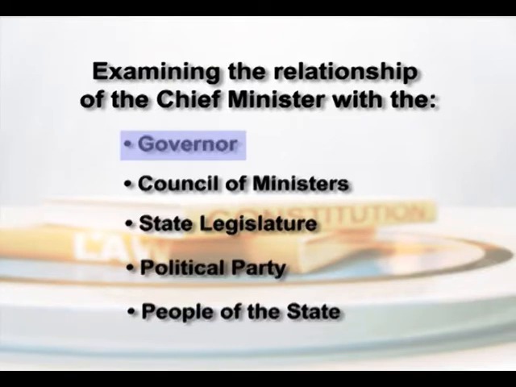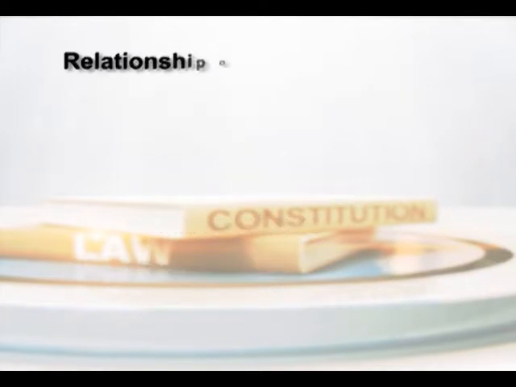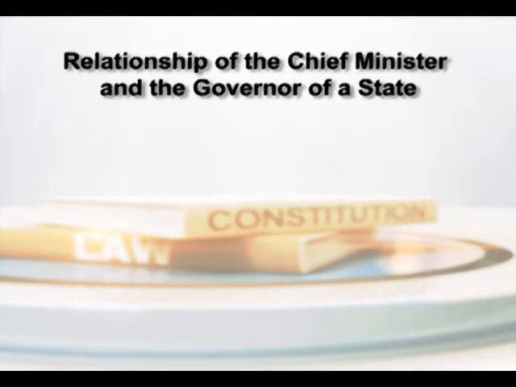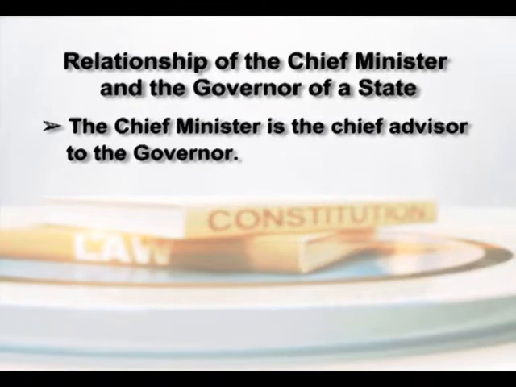Let us first take up the first relationship, that is, the relationship between the Chief Minister and the Governor of a state. The Chief Minister is the chief advisor of the Governor. Article 163, Section 1 of the Indian Constitution says that there shall be a Council of Ministers headed by the Chief Minister to aid and advise the Governor. Though the government in the state administration is carried out in the name of the Governor, it is the Chief Minister and his Council of Ministers who administer the state.